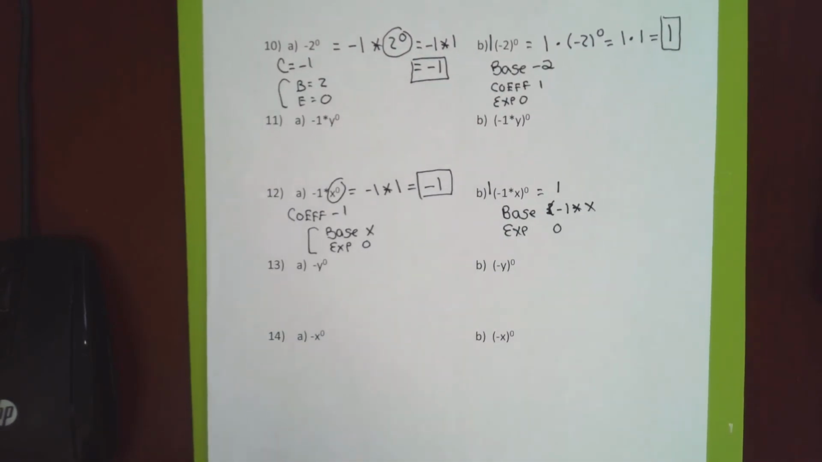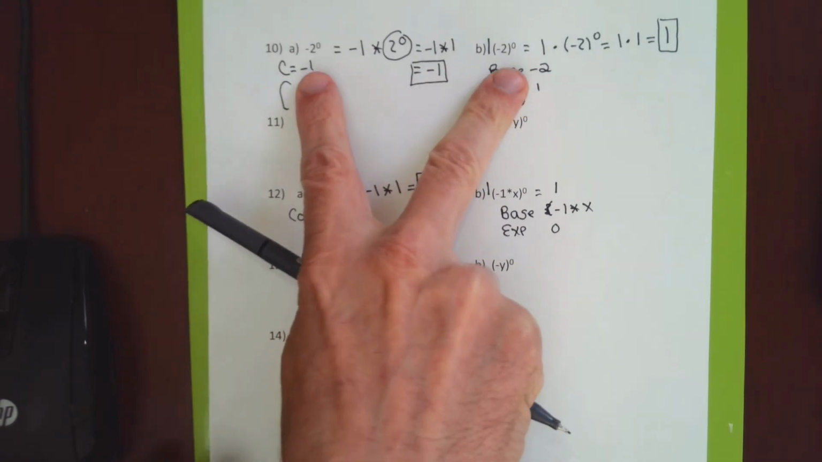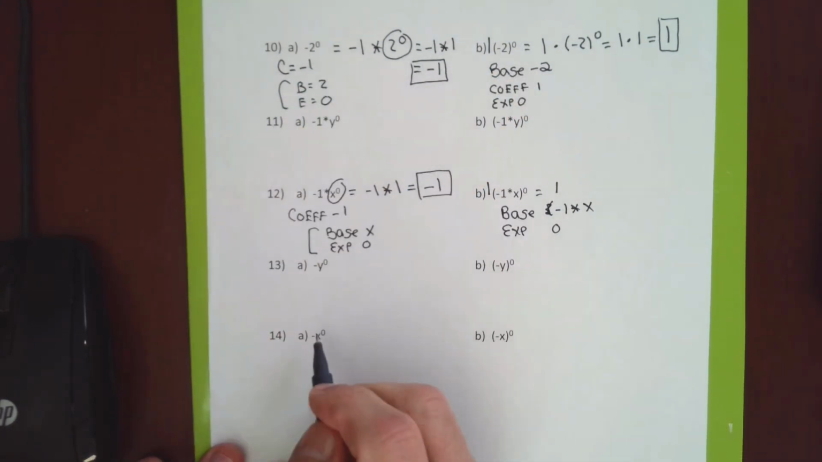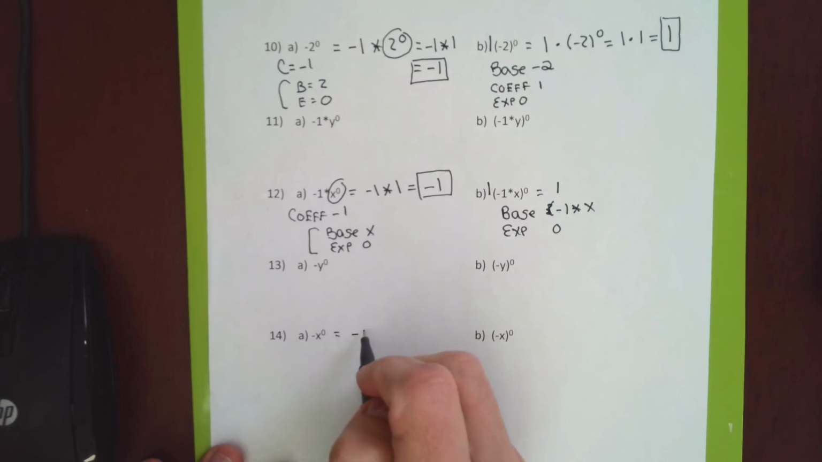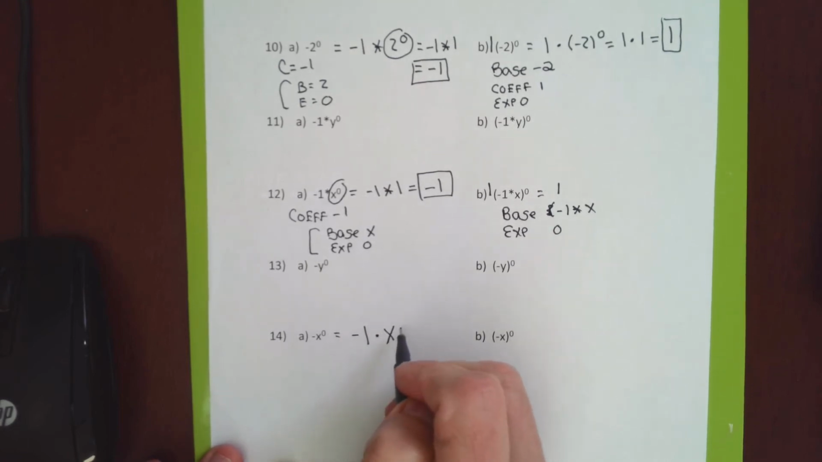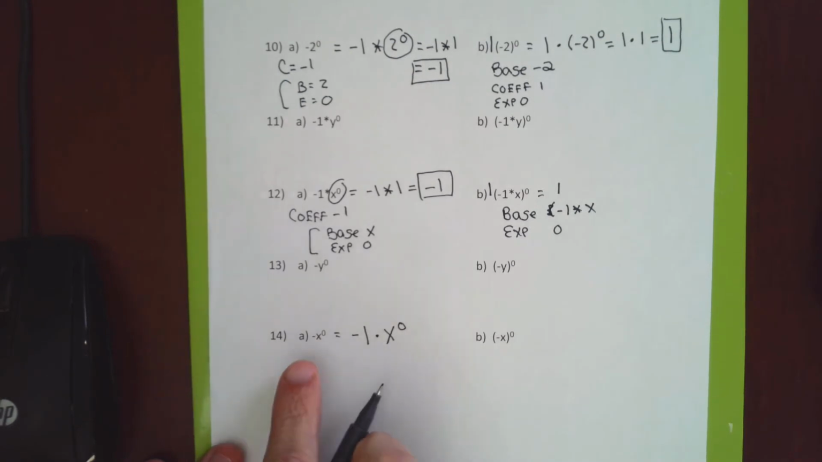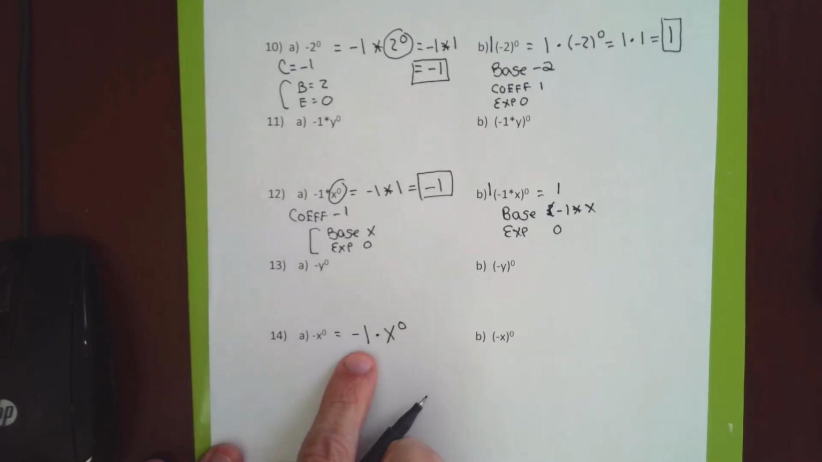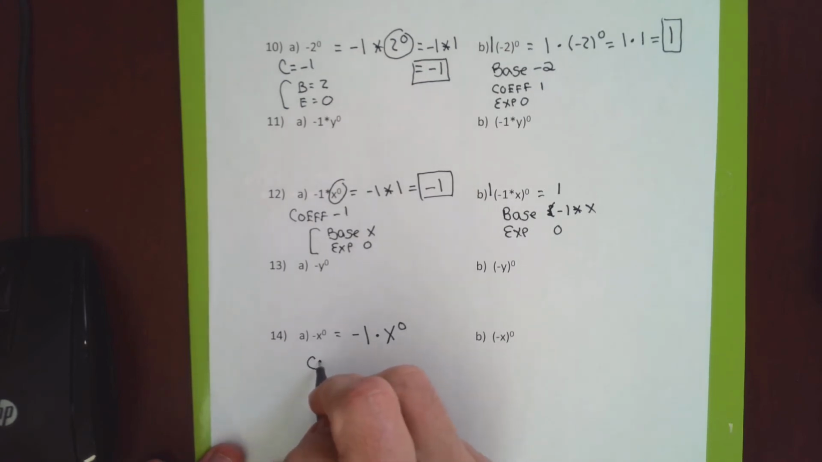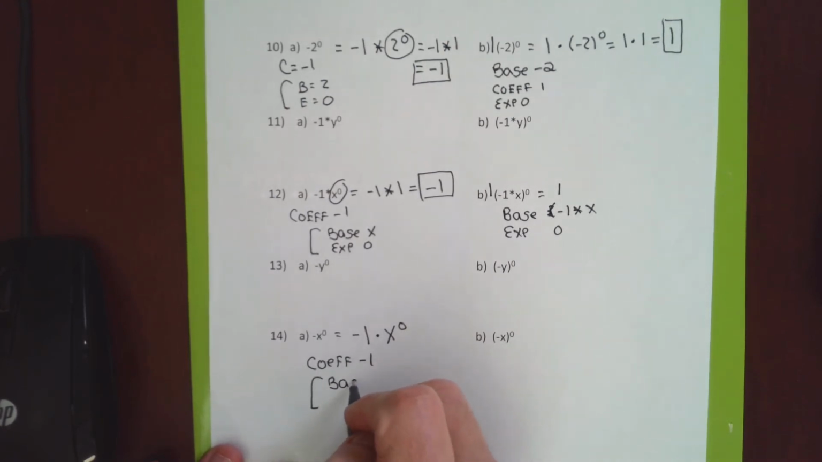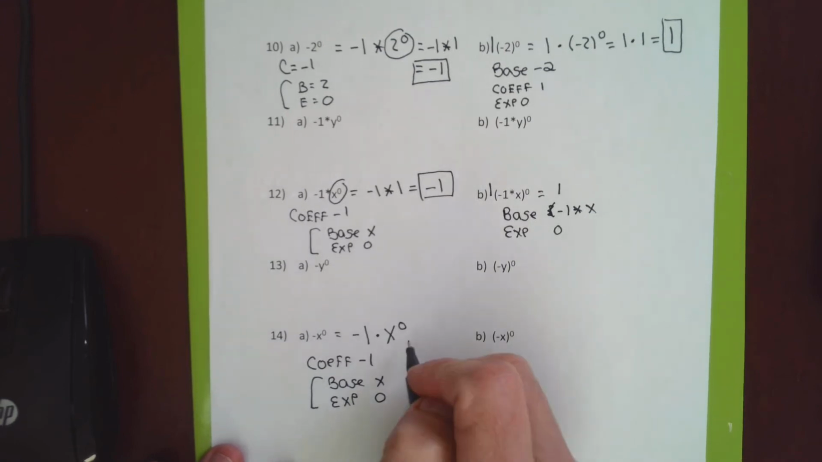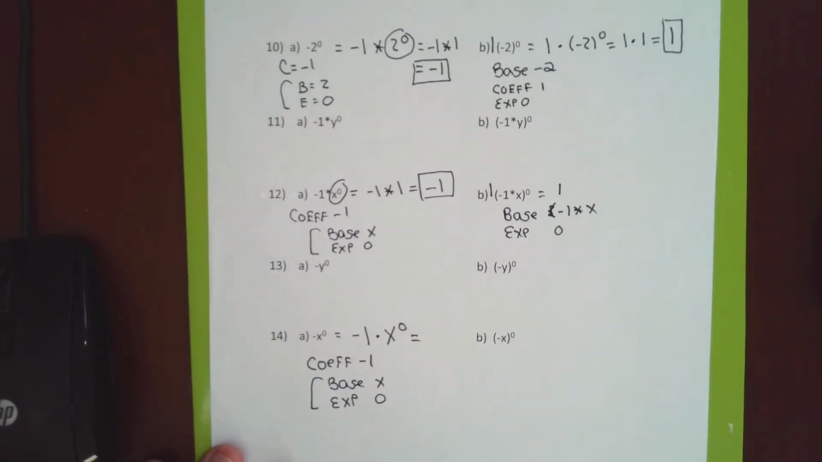For 14, that's kind of the twins of number 10. On 14a, this is really -1 times x to the 0 power. That negative is a -1, and it's a coefficient and not a base. In problem 14, the coefficient is -1, and the base exponent combination is x and 0. The base is x, the exponent is 0. So this is -1 times x to the 0.